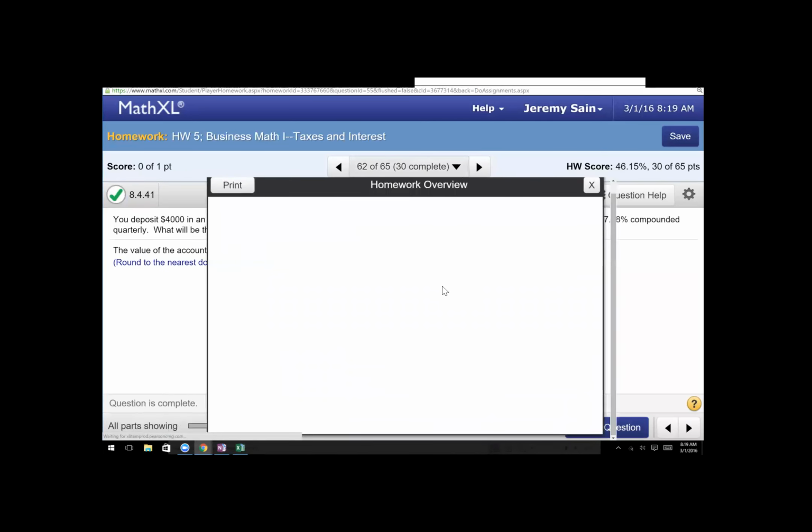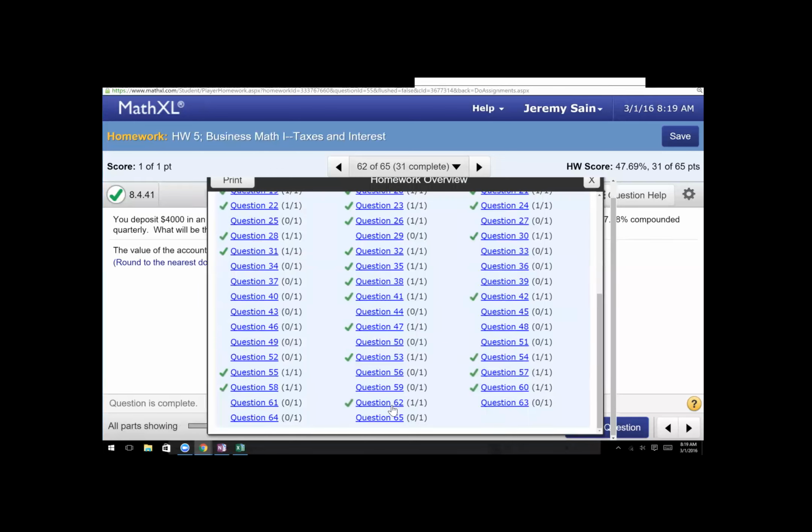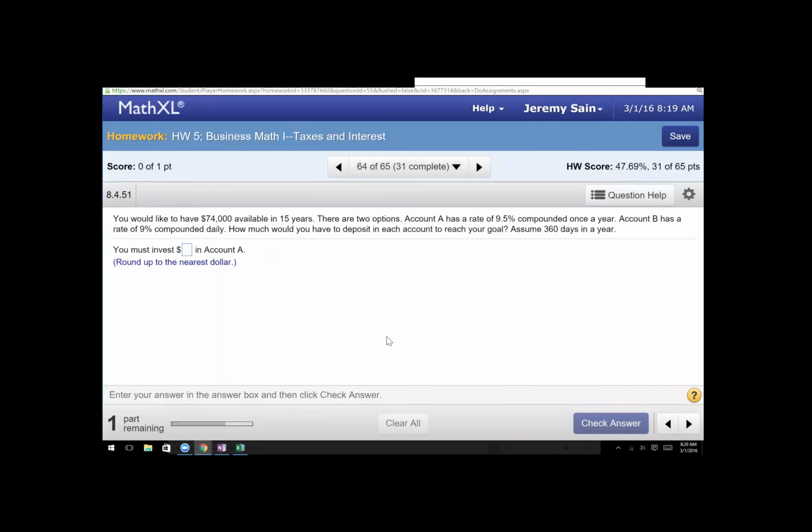I'm still not finding the credit card stuff. Maybe that's in homework 6. I thought it was in homework 5. This is the same. Okay, let's do one more of these and then we'll jump to homework 6.